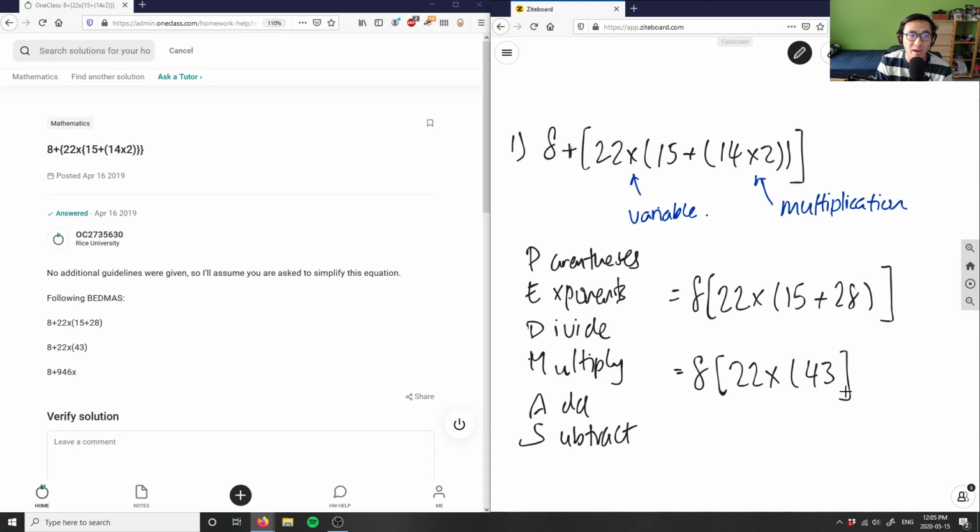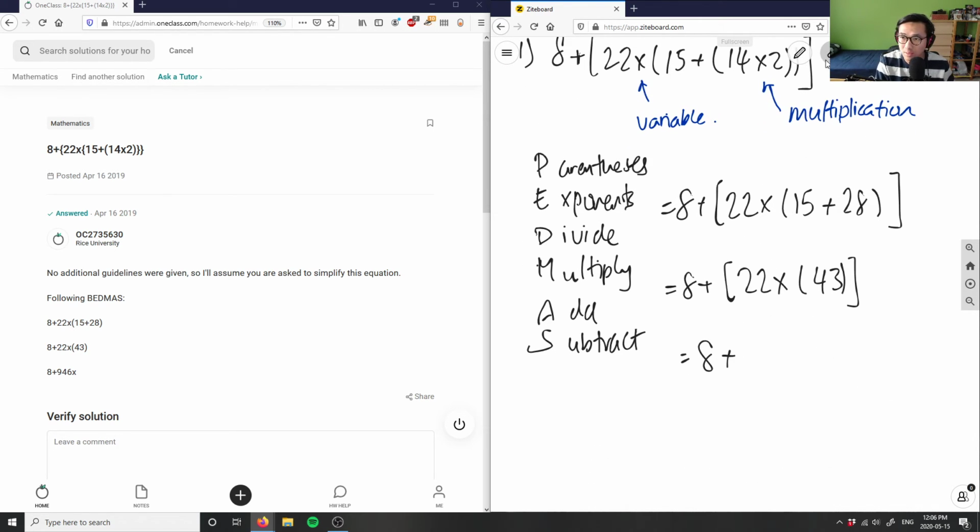And then finally, this is 8 plus, not 8 times, sorry, let me fix that. 8 plus all that. Then finally I can do 8 plus 22x times 43. I'm going to use my calculator: 22 times 43 is 946, and then x. That is the most we can do to simplify this expression.